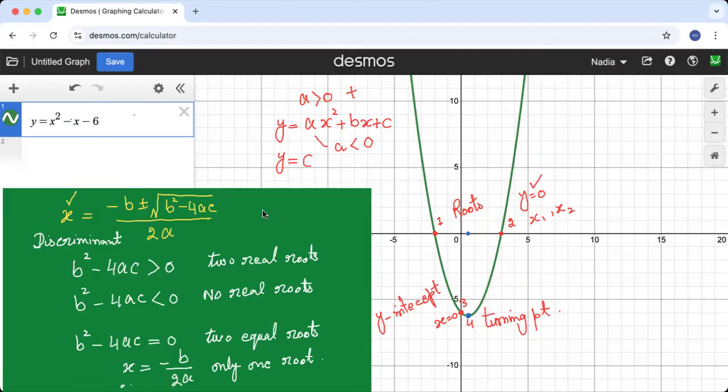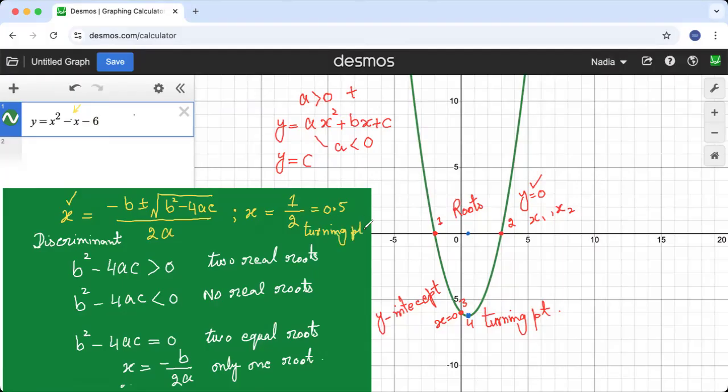So in this case, x, the value of the turning point, is equal to negative b. The b value is 1 over here, it is actually negative 1, so negative of negative 1 is a positive 1. Divided by 2a, which is 2, and the answer is 0.5. So this 0.5 is the turning point.